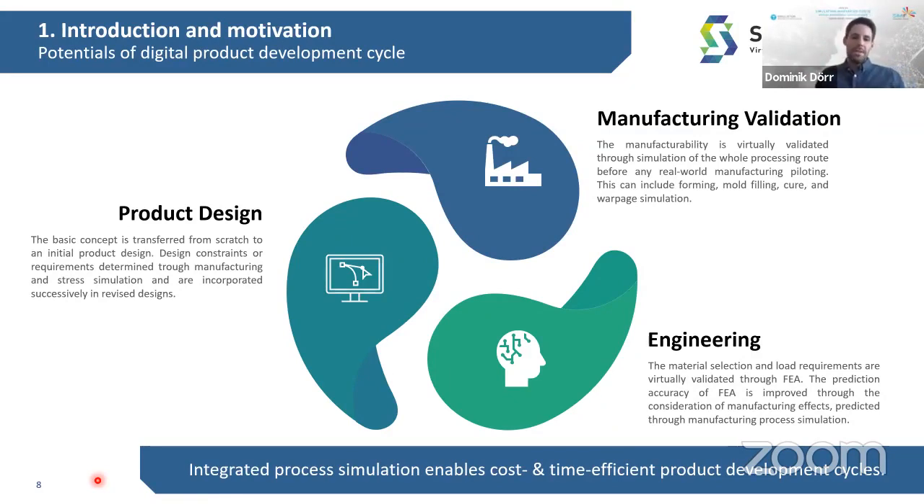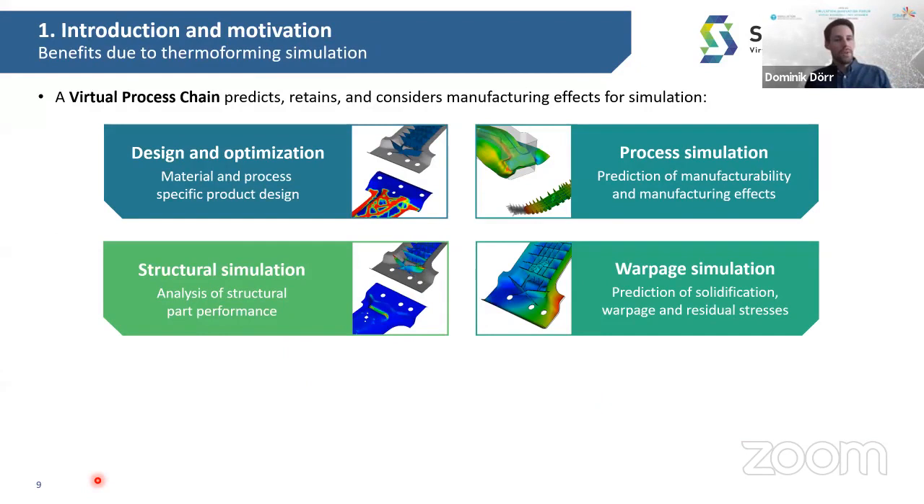This is achieved through advanced simulation approaches, using in particular process simulation to gain the knowledge about our manufacturing process already in very early design stages. And in particular, without manufacturing any real-world demonstrators. This is achieved through a so-called virtual process chain, which predicts, retains, and considers manufacturing effects for simulation.